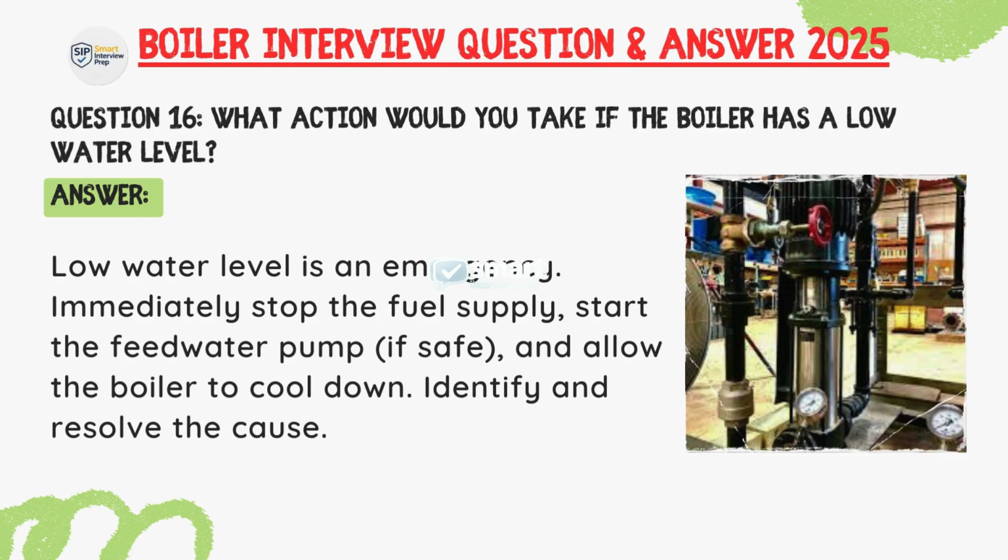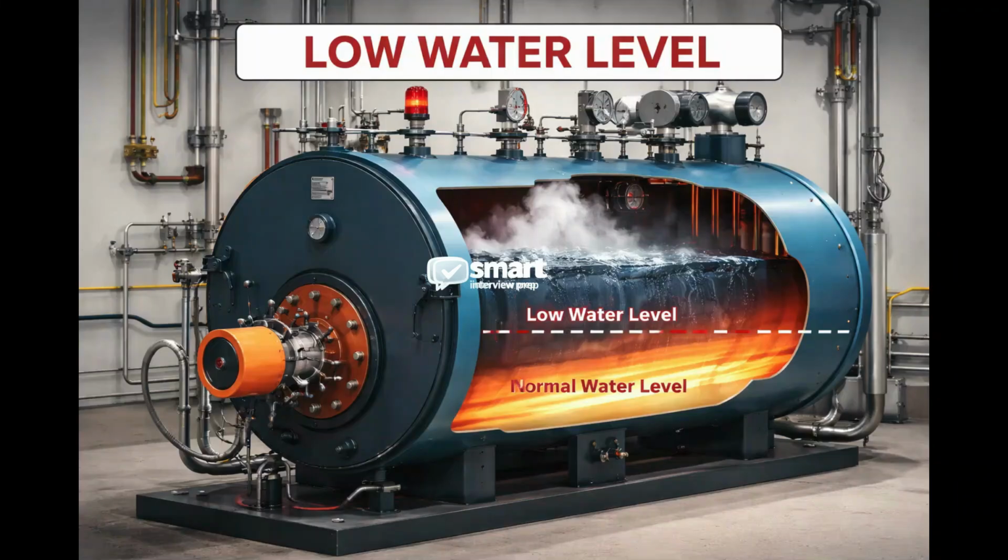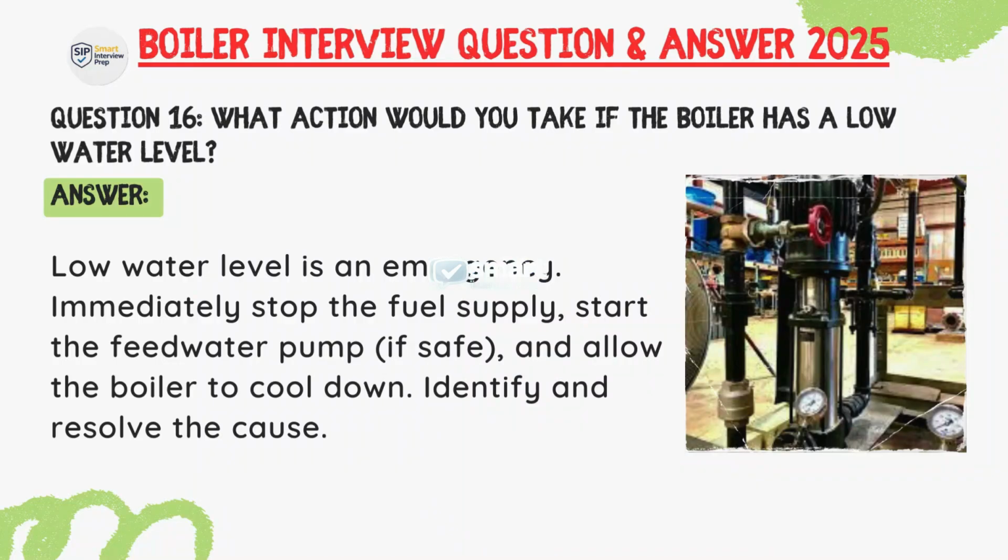Question: What action would you take if the boiler has a low water level? Answer: Low water level is an emergency. Immediately stop the fuel supply, start the feed water pump if safe, and allow the boiler to cool down. Identify and resolve the cause.